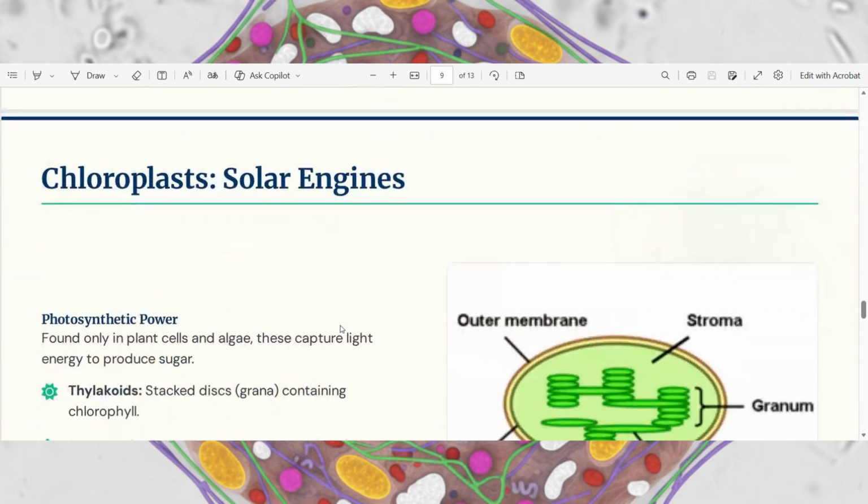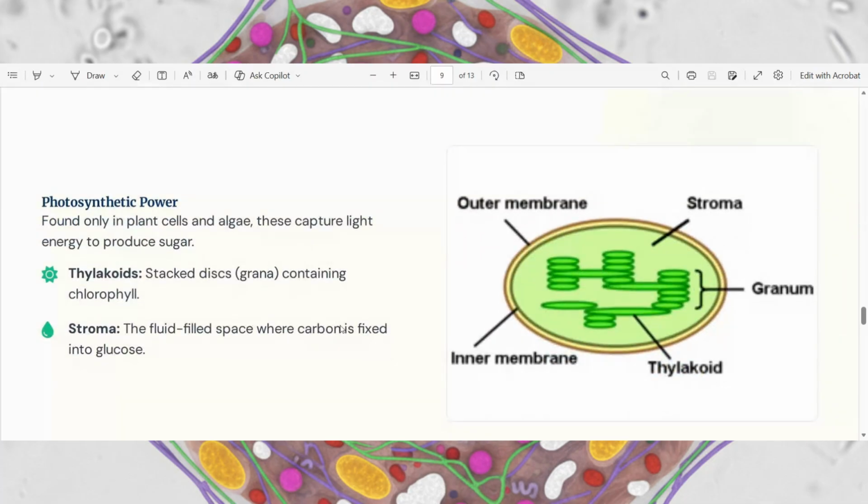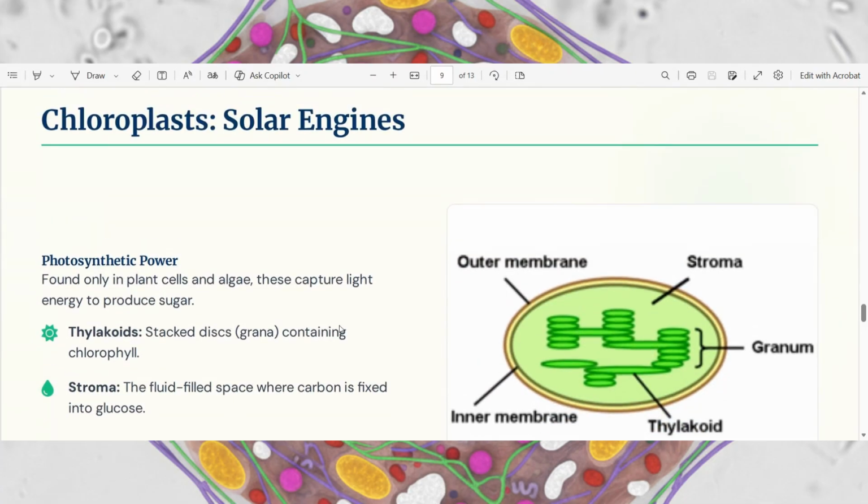Chloroplasts. This is where we get to plant cells. Chloroplasts, photosynthetic power, found only in plant cells and algae. These capture light energy to produce sugar, mainly glucose, C6H12O6. That's the chemical formula of glucose.